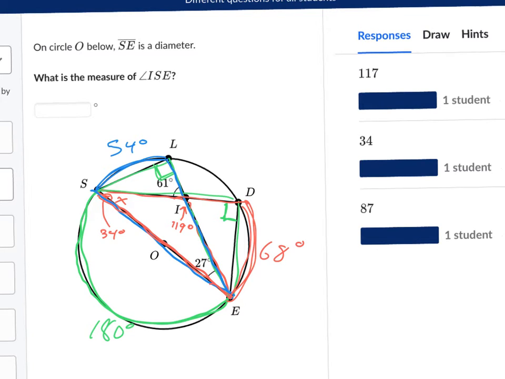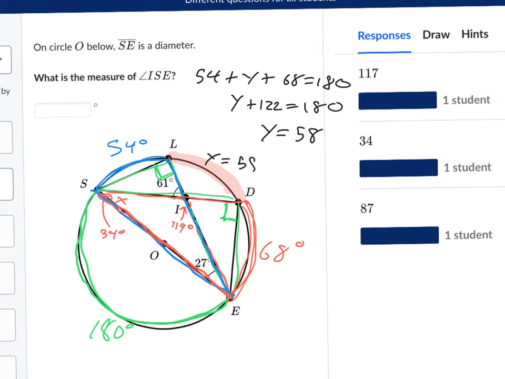Lastly, what if I wanted to know this arc LD, which I will highlight? Well, again, we know that if it's half of a circle, the whole thing has to add up to 180. So let's label this Y. We know that 54 plus Y plus 68 has to add up to 180 degrees. So 54 plus 68 is 122. So Y plus 122 equals 180. Subtract 122 from both sides. It's 58. So Y would be 58 degrees.